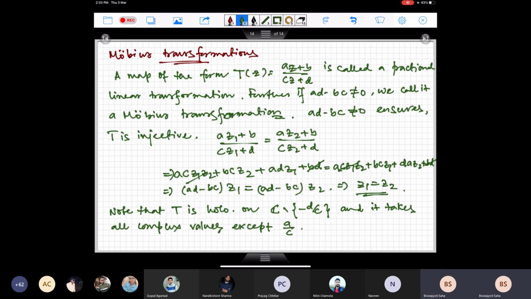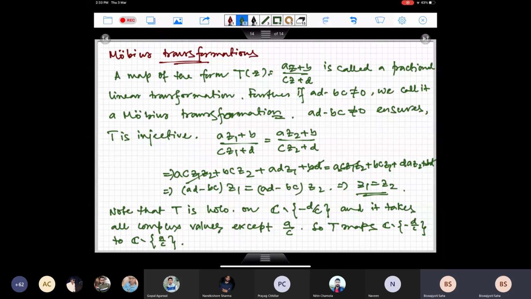So except for this particular point, you will have all the points in the range, and of course, since the map is 1-1, it will be taken exactly at 1 point. Okay, and so therefore, what do we get? So T maps C minus D by C to C minus A by C. So that is what we are getting.